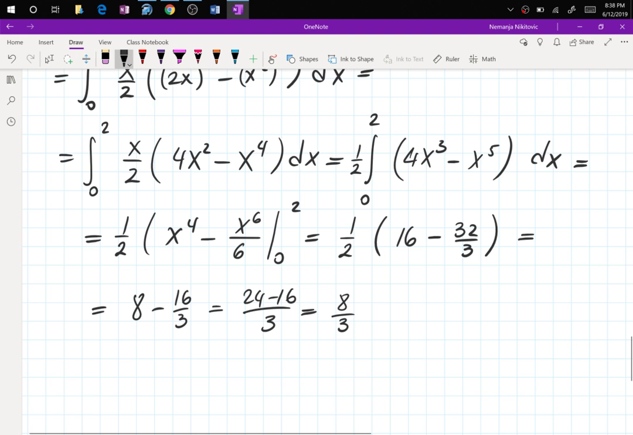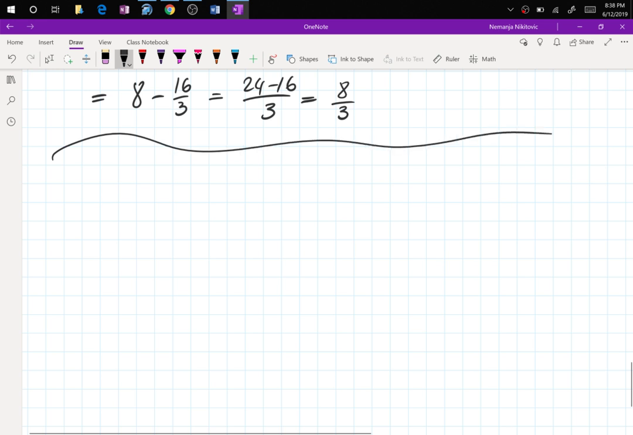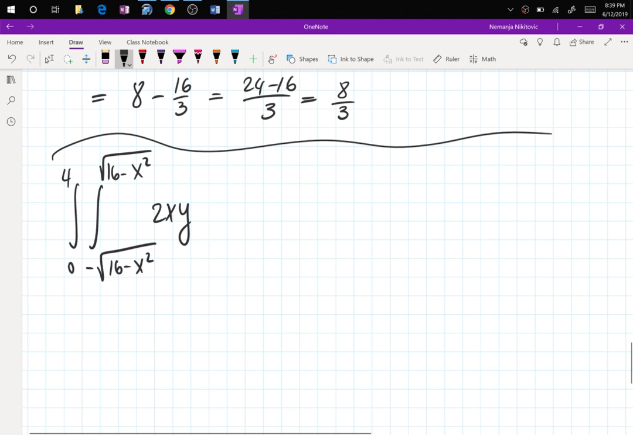Another problem that I'm just going to outline, we're not going to solve this because you'll see why. We are going to deal with this problem in much better light. I have negative square root of 16 minus x squared, positive square root of 16 minus x squared. I have 2xy to integrate, and then dx. Oh, well, it should be dx dy. I'm going to change it to y dy dx, because I messed it up.